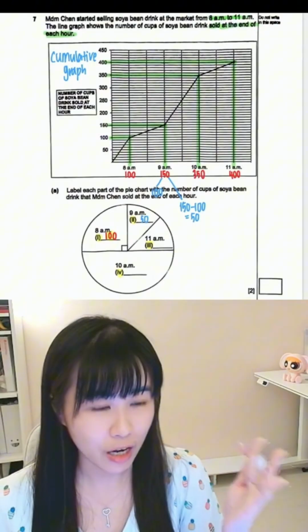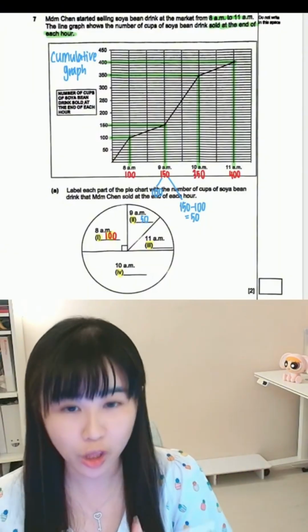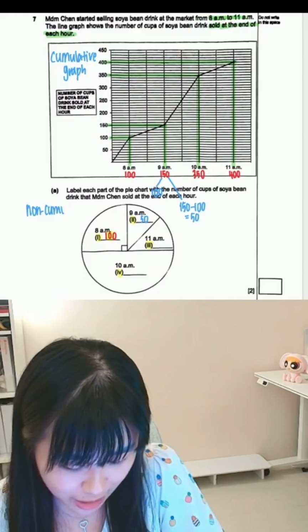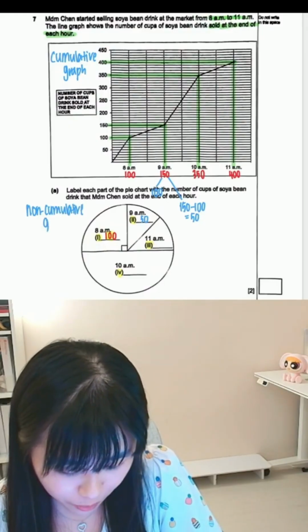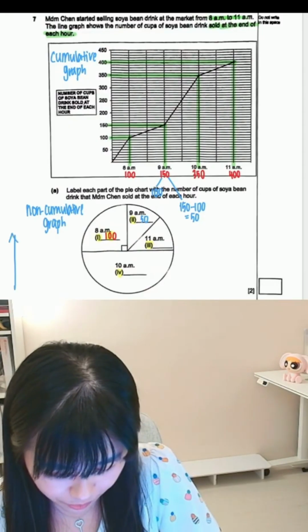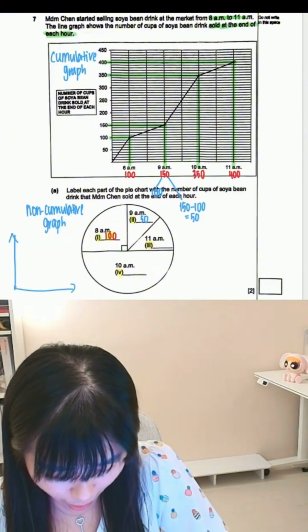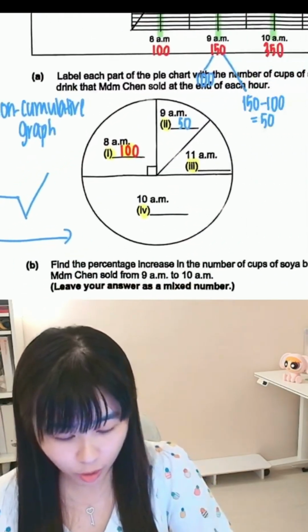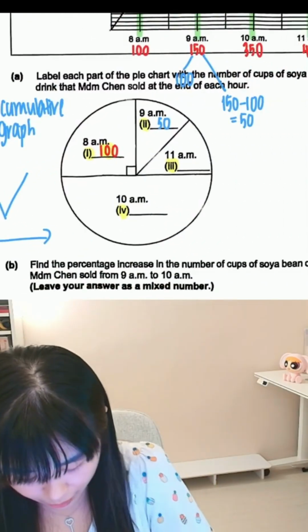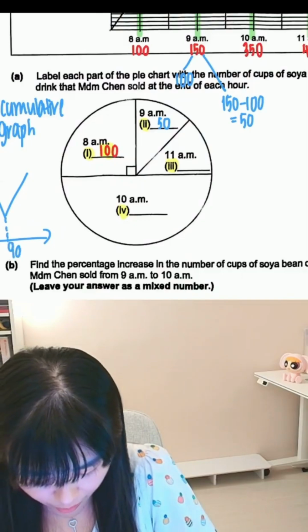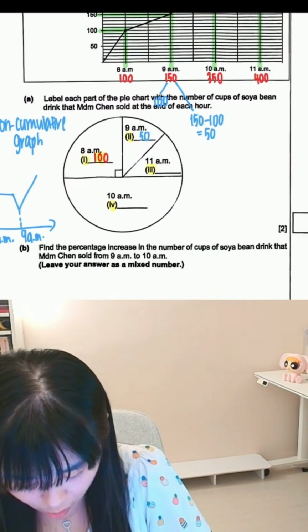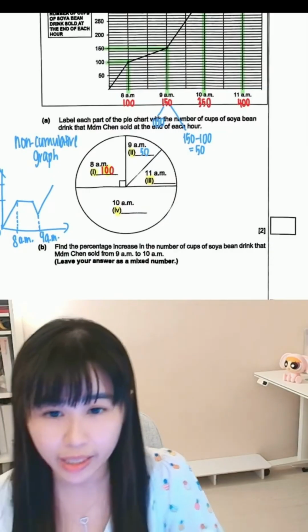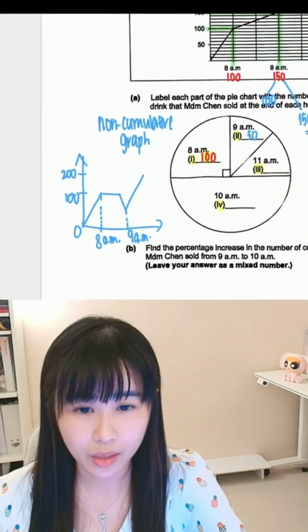Now, there's another type of graph you all need to be very familiar with, which is the non-cumulative graph. This is the graph that you all learned in P4. It looks something like that. The line can go up, it can also go down, it can go up again. I will give you maybe 8 a.m., and then 9 a.m., things like that, and then how many cups. This one is 0, and then this is maybe 100 cups, and then this is maybe 200 cups, something like that.